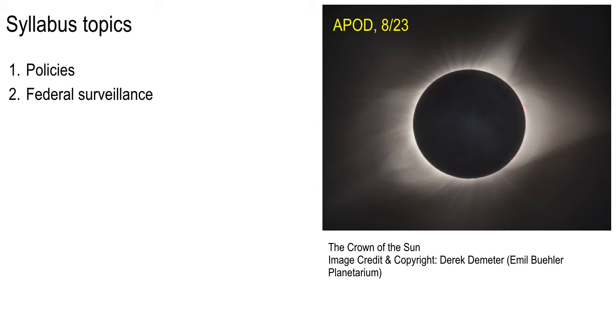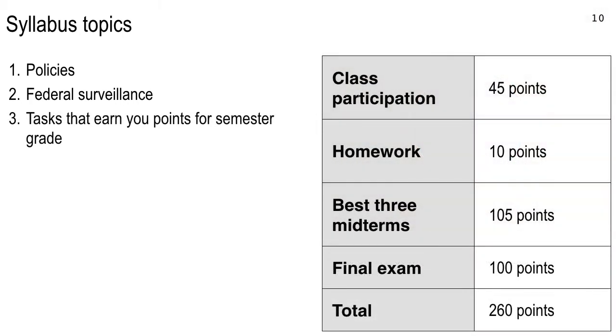All right. Let's talk about the various tasks that you must accomplish in order to acquire points for your semester grade. We got 260 points total. 45 of them will come through class participation with the iClicker, and I'll explain more about that in a few minutes. 10 points from homework. So there's not going to be an enormous amount of homework. But homework and class participation add up to 55 points. So that's a fair chunk of change.